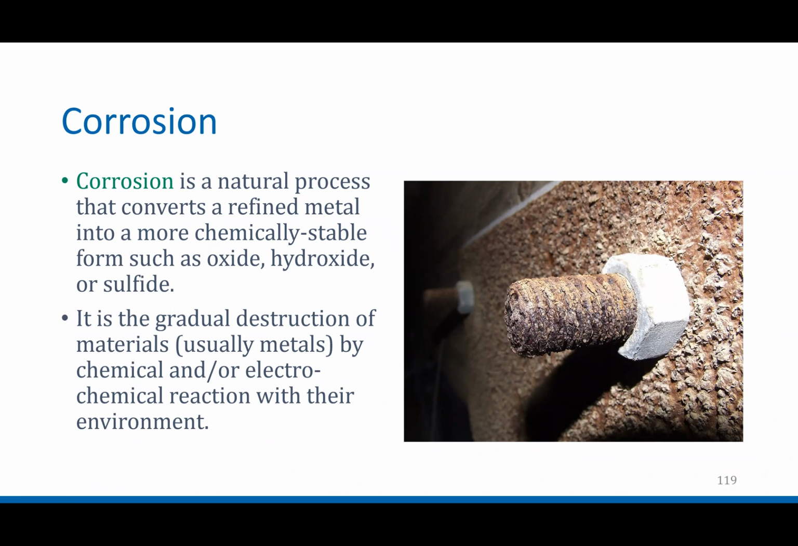Corrosion is, of course, a natural process. It happens naturally, and it converts a refined metal into something more chemically stable, like an oxide, hydroxide, or sulfide. The rust you typically see in real life with metal is oxide, so iron 2 or iron 3 oxide. Corrosion is basically the gradual, very slow destruction of metals by chemical and electrochemical reactions with their environment.